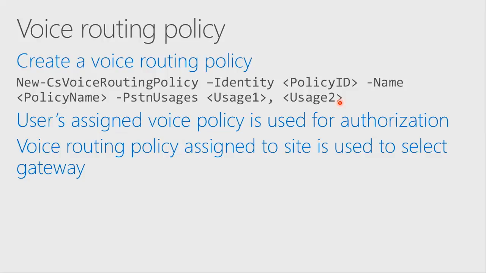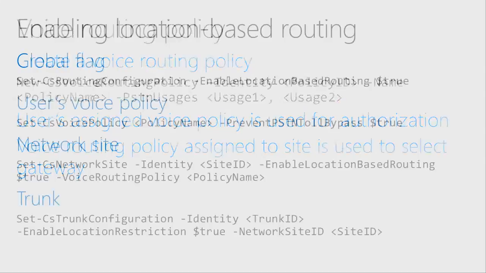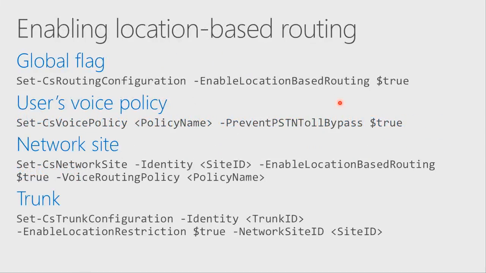Okay? And I showed this earlier. The user's assigned voice policy is used for authorization. Then this policy is used to actually select the route. And then you have to enable it. So this is a one-page summary of all the commandlets that you need to enable this. So if I switch over to the demo here real quick.